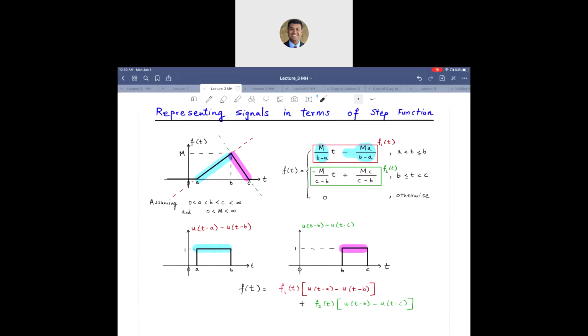So all I have to do to express f of t using unit steps is multiply f1 of t, shown in red, with u of t minus a minus u of t minus b, the first term. For the second term, highlighted in green, that is f2 of t, the slope going down, multiplied by the gate function that starts at b and stops at c. Those two combined express f of t using step functions. At a, b, and c it is well defined. Plug in time equals a, you get 0. Time equals b, in any case you get m. Time equals c, in any of these you get 0.